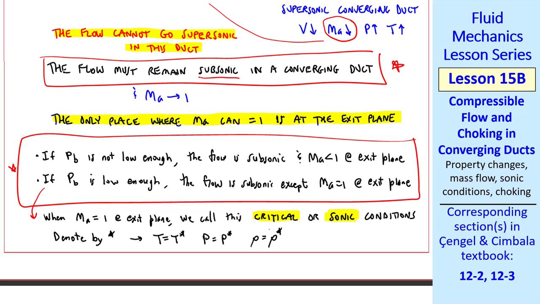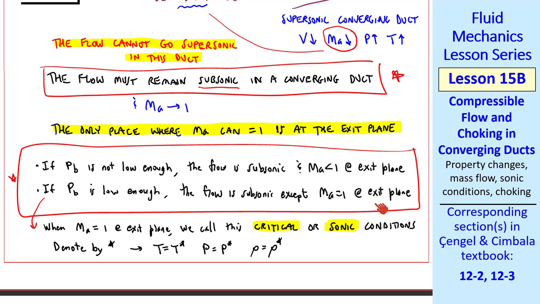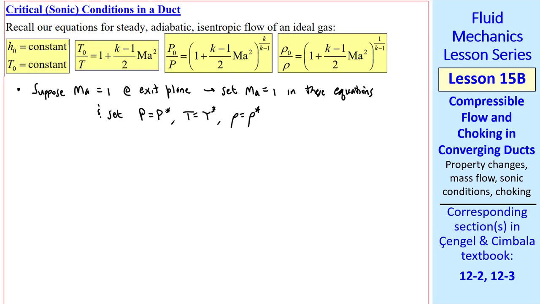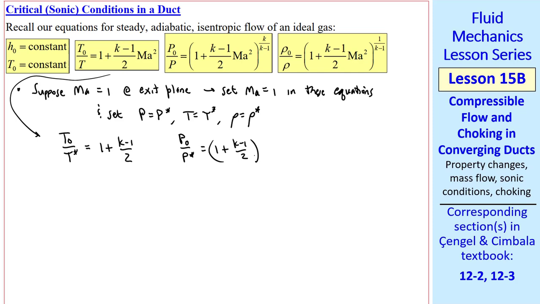But how low of a PB is low enough to make the flow sonic at the exit plane? Well, let's go back to our equations for steady adiabatic isentropic flow. Suppose Mach number is 1 at the exit plane, so let's set Ma equal 1 in these equations, and set P equal P star, T equal T star, and rho equal rho star. So these equations become T naught over T star is 1 plus k minus 1 over 2 times 1 squared, which is just 1. And similarly, P naught over P star is 1 plus k minus 1 over 2 to the k over k minus 1 exponent. And a similar equation for rho naught over rho star.